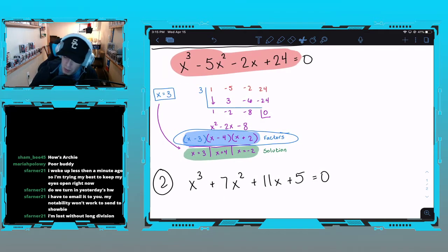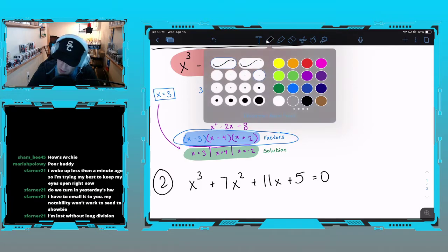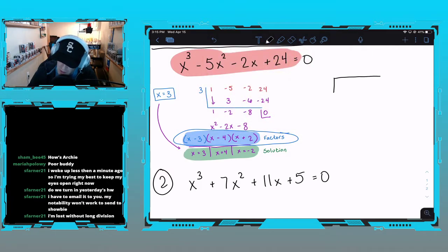So for the people that want to do long division, what I'm going to do is make my division bar normal. And what I want to do is I want to plug that entire problem inside. So I have x cubed minus 5x squared minus 2x plus 24. Now when we type that into the calculator, we said that x equals 3 was an answer. That is a solution to this problem.